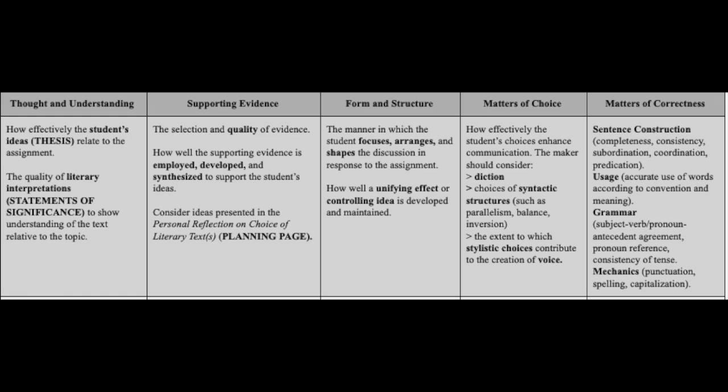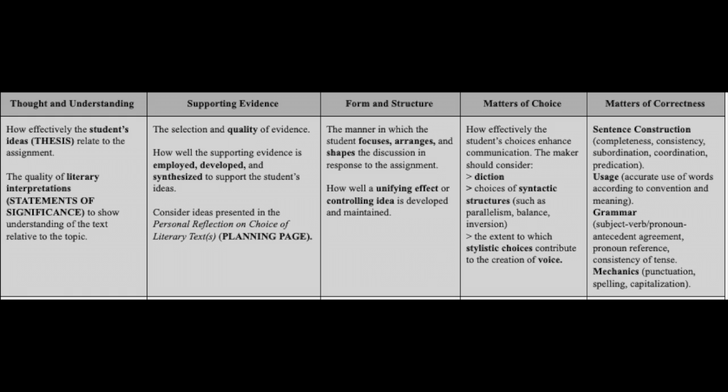The first category in the essay rubric is thought and understanding, and it's related to how effectively the student's ideas are related to the assignment question. So how effective the thesis is relative to the assigned unit topic, and also the quality of the literary interpretations and attaching literary devices to your piece of textual evidence in the statements of significance to show thorough understanding of the text relative to the unit topic.